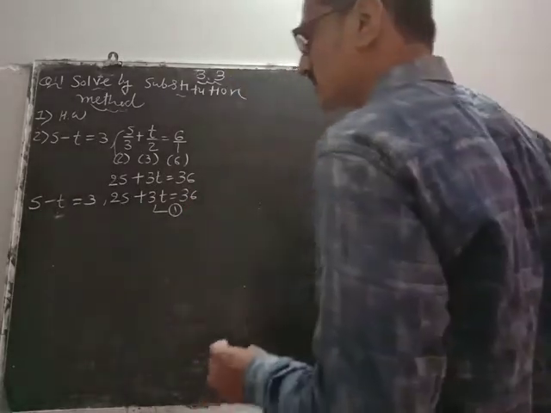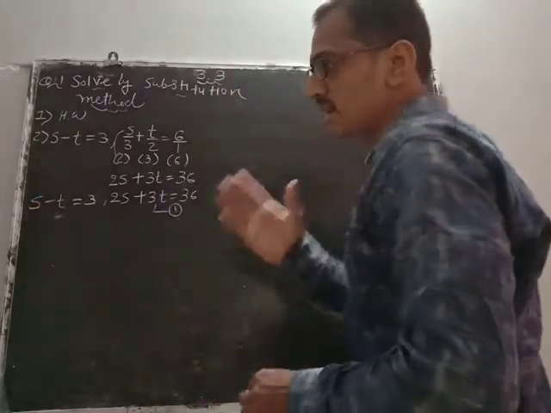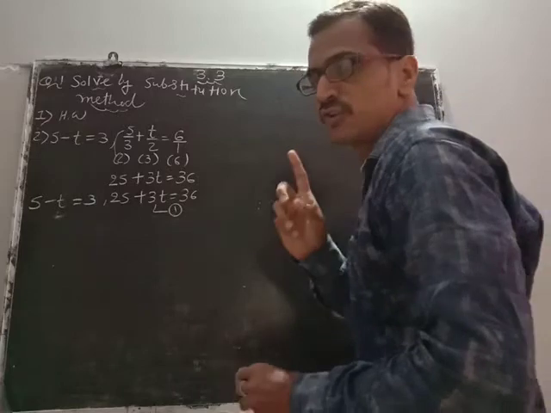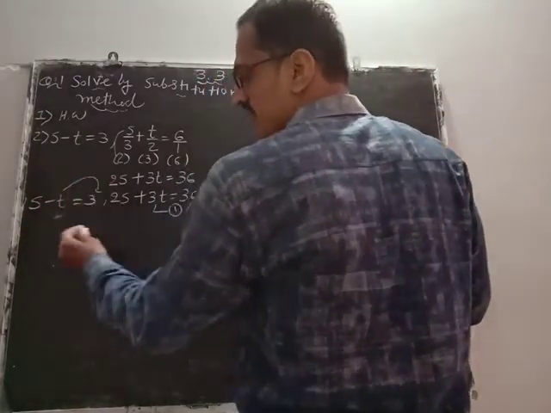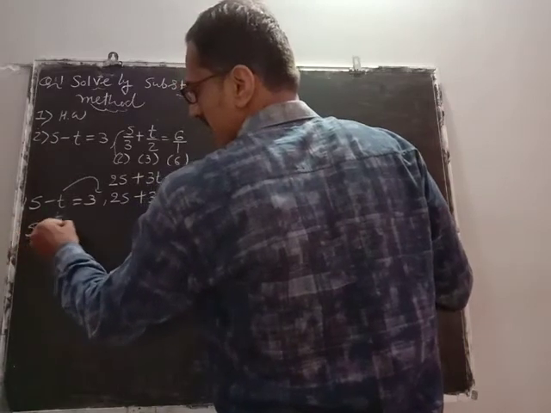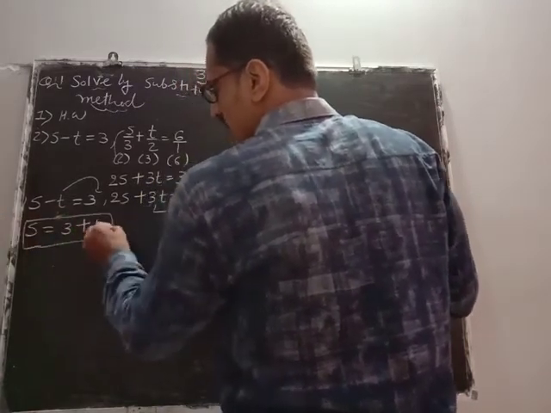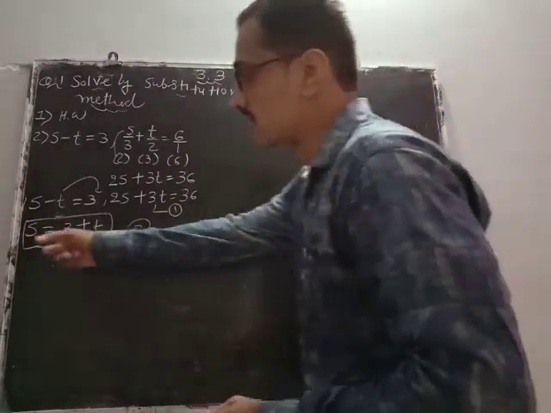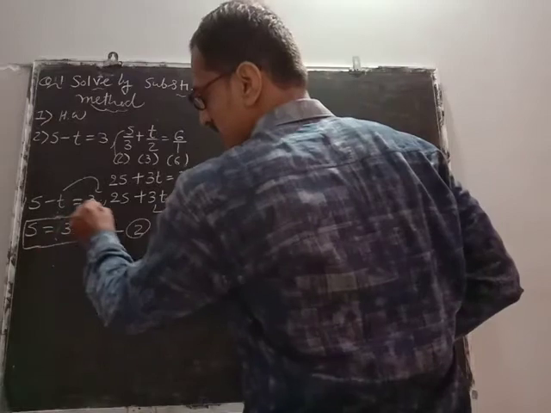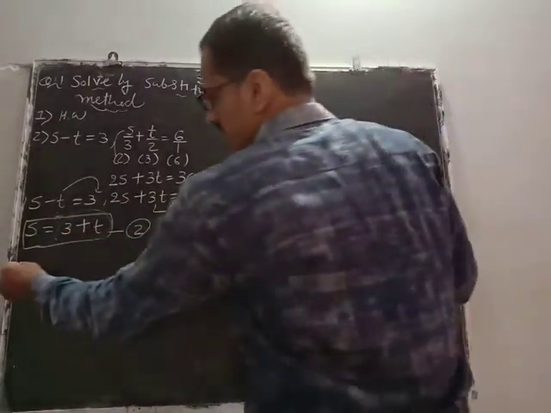Now, from here we'll make S the subject. We'll make the subject that variable which has coefficient 1. So S will be more comfortable for us. Shift minus T. So it will be S equals 3 plus T. So this is going to be equation number 2. We have the value of S, that is 3 plus T. This value will be substituted in equation number first.